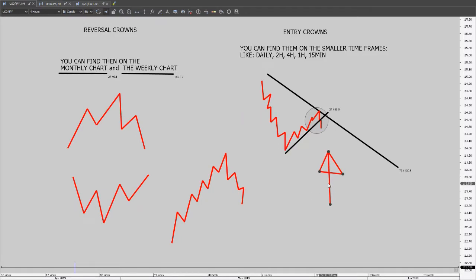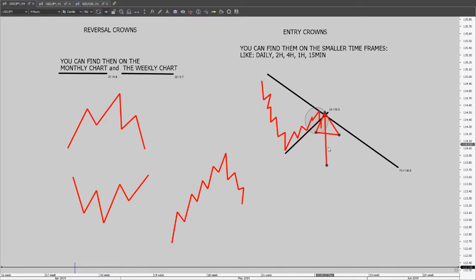Now, some of you are asking, Passion, but isn't this a reversal? Okay, well, you can name it a reversal, but if you name it a reversal here, then you are going to name this bullish crown a reversal also. Okay, remember, when you use the word reversal, you mean a reversal of the overall general trend, long term.